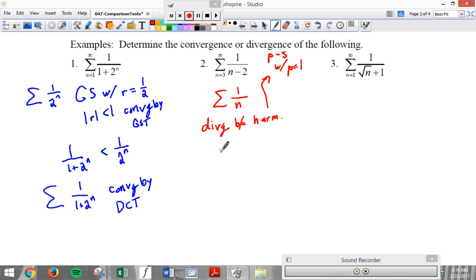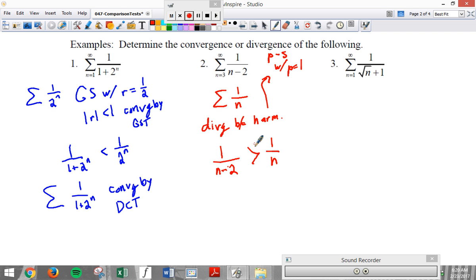So here we go. 1 over n minus 2 compared to 1 over n. So is this bigger or smaller than that? I've added to the denominator now. This denominator is 2 larger than that denominator. So because this denominator is bigger in value, the fraction is smaller.